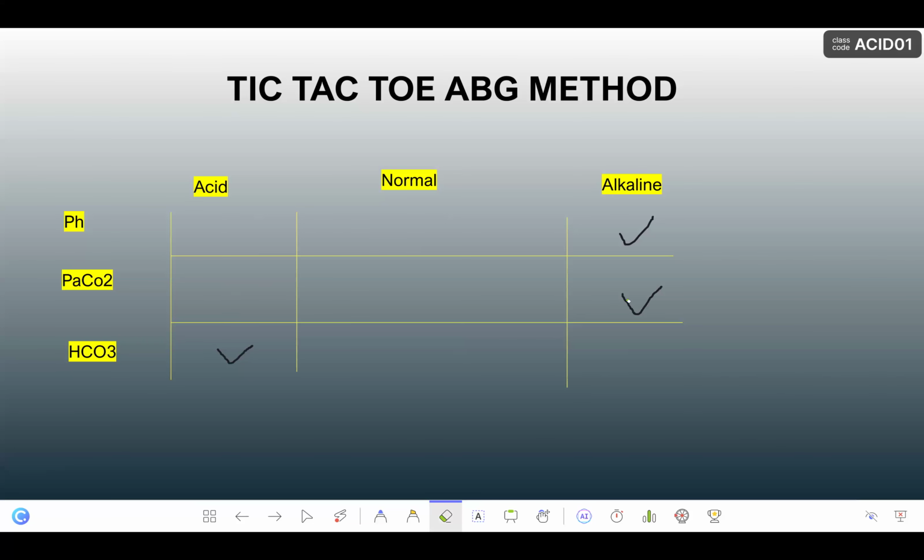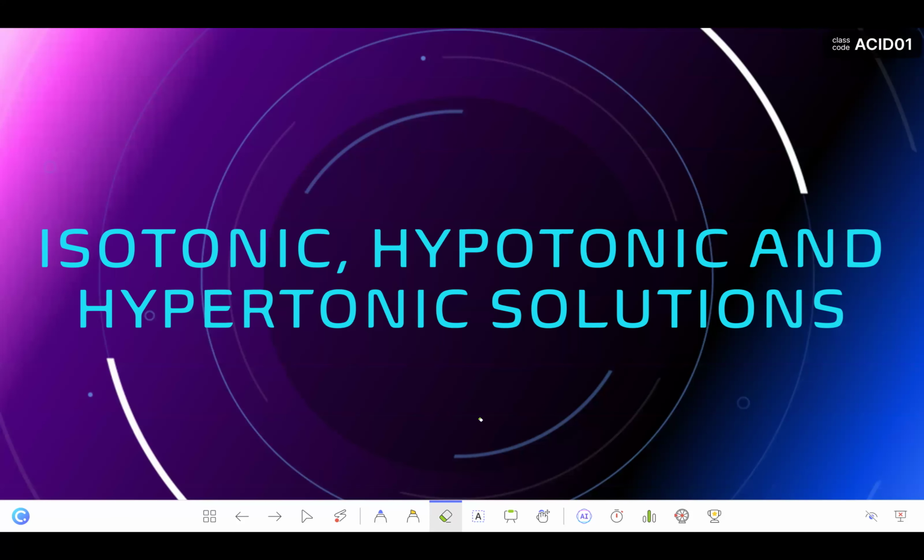And that, boys and girls, is a tic-tac-toe method for ABGs. Let's keep going. So now let's talk about isotonic, hypotonic, and hypertonic solutions.